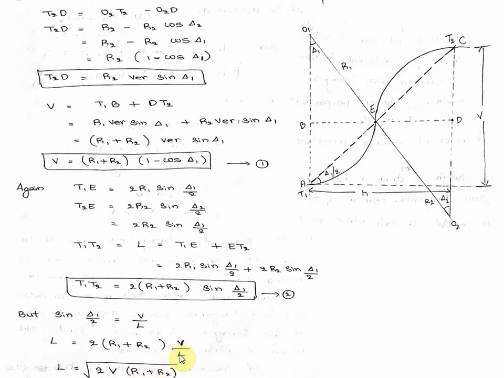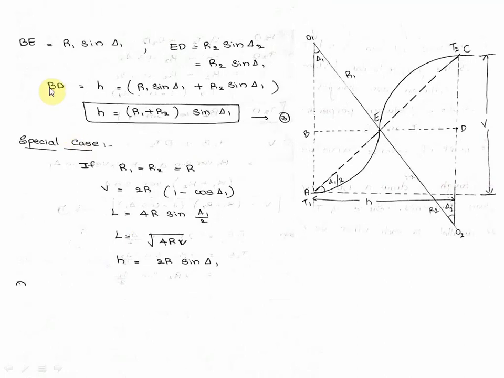How? If L goes to the LHS side, it will become L square. Here keep v as it is, r1 plus r2 as it is, and 2 as it is. When that square comes to the RHS, it will become root. So L equal to root of 2 into v into r1 plus r2 into bracket r1 plus r2. Clear?